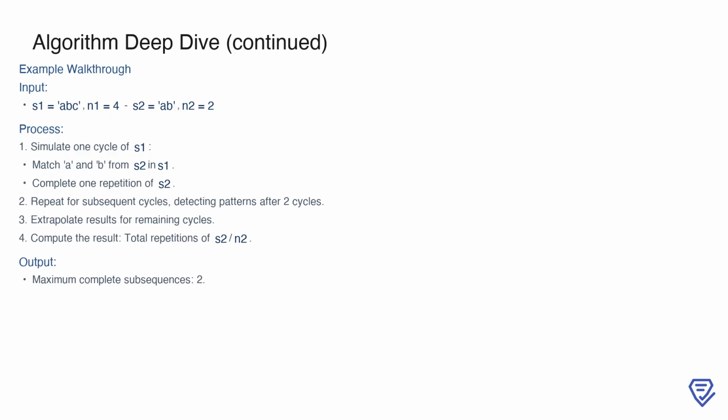In this case, we calculate the total number of completed repetitions of S2 and divide it by N2 to determine the maximum number of complete subsequences. The final result is 2, as S2 can be fully formed twice within the given repetitions of S1.